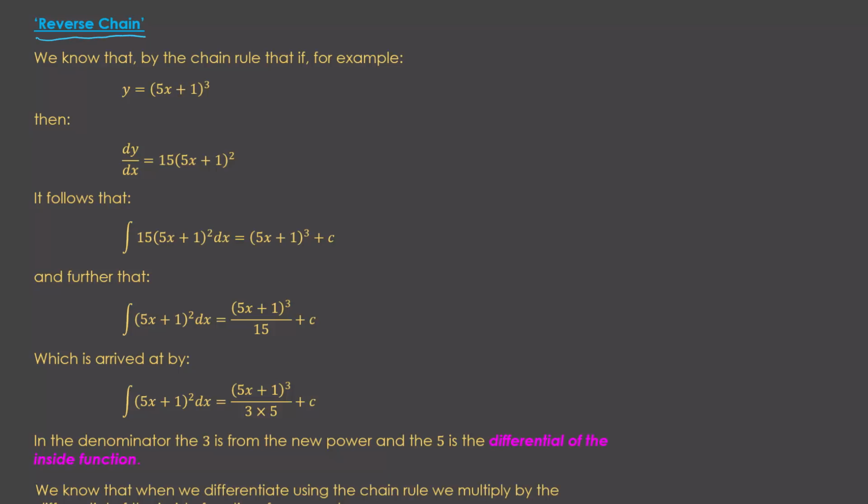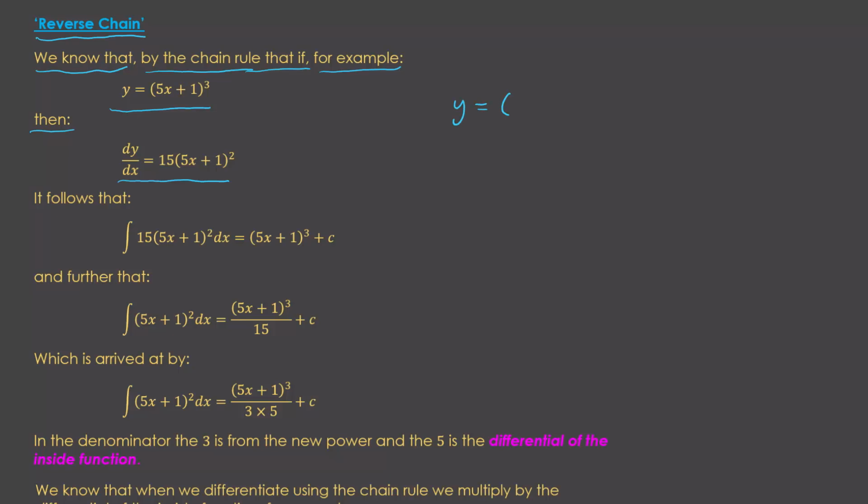Reverse chain. We know that by the chain rule that if, for example, we have y is 5x plus 1 all cubed, then dy/dx is 15 times 5x plus 1 squared. Now let's just remind ourselves how we did that.